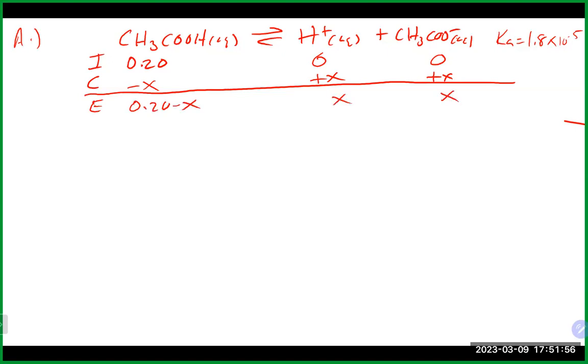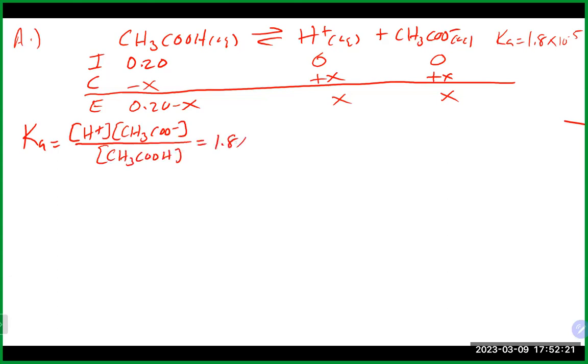Any questions on the ice table there? This obviously will then, like we've done before, go into our Ka expression so we could solve for X, and that would then be our Ka is our products over our reactant. So that in this case is our H plus and our acetate divided by our acetic acid. Again, going to equal 1.8 times 10 to the minus 5. Putting our numbers in there, we get X squared divided by 0.2 minus X equals 1.8 times 10 to the minus 5. And we could assume here that X is equal to 0.